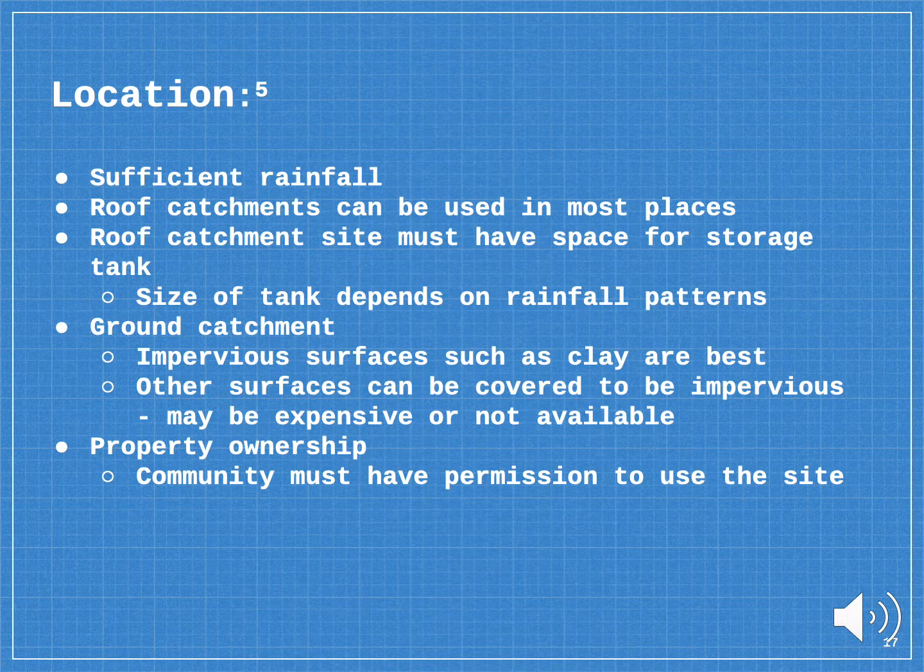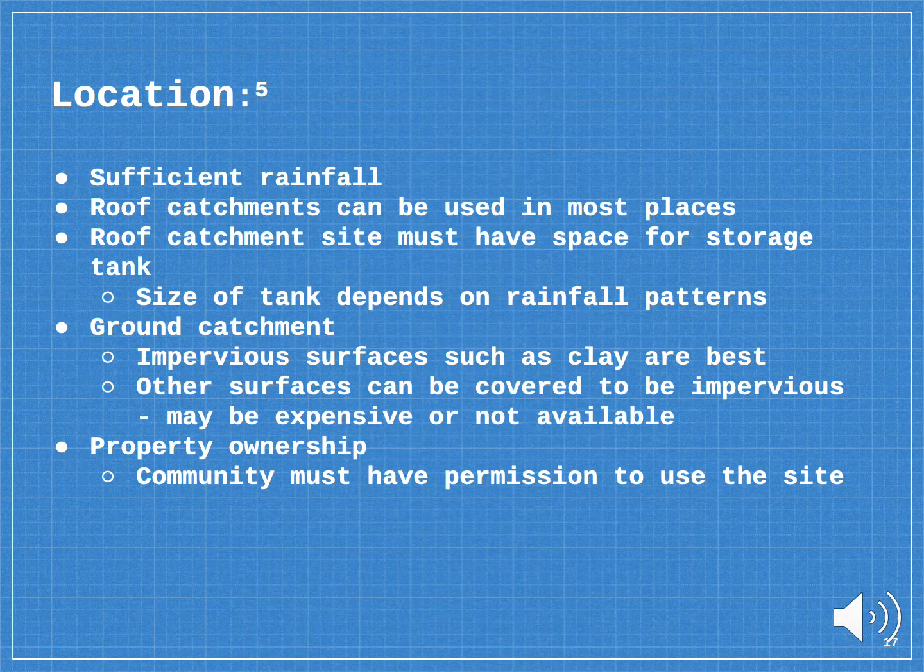The catchment site should also have enough space for some sort of storage tank because the size of the tank depends on rainfall patterns. If there's more rainfall in an area, you don't need as big of a tank because water's going to be coming in more frequently. But if there is less rainfall, then it's important to have enough space for a larger tank so that water can be collected when it does rain and so people don't run out.